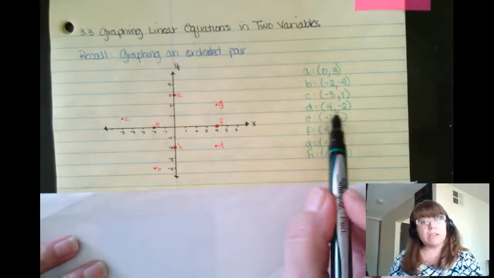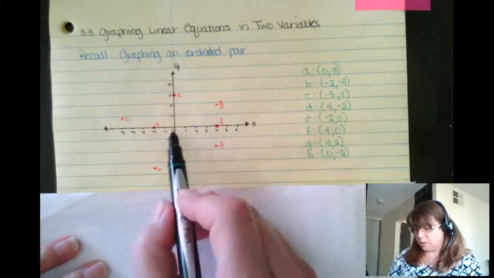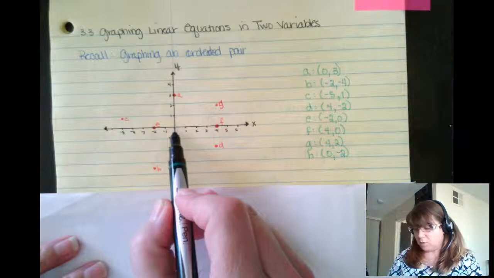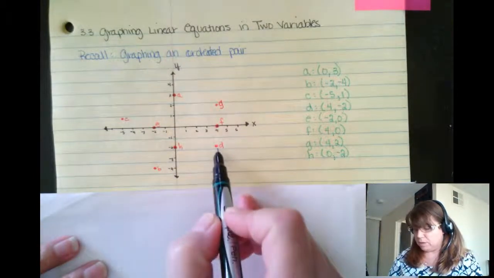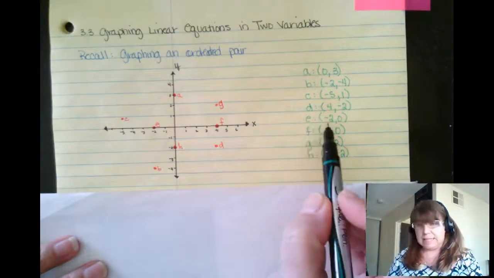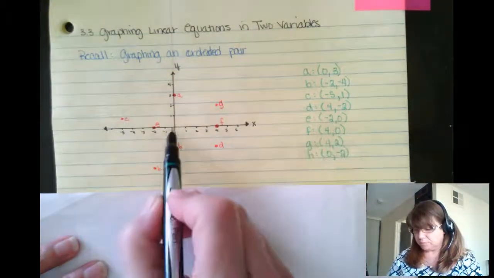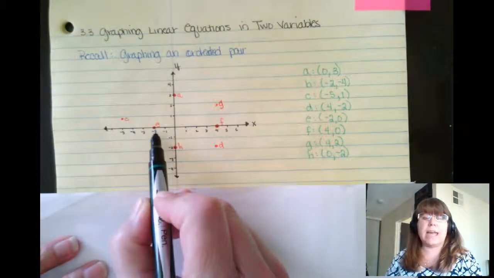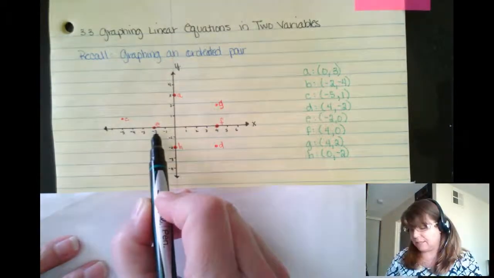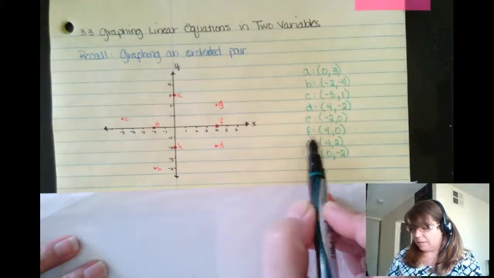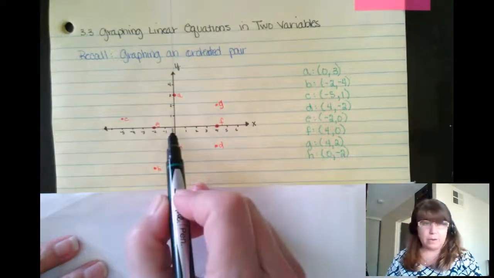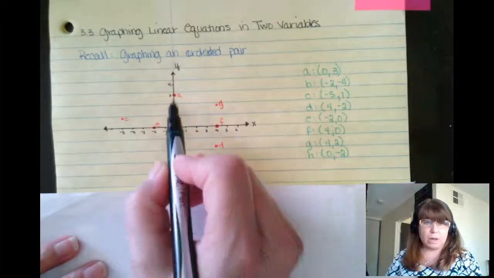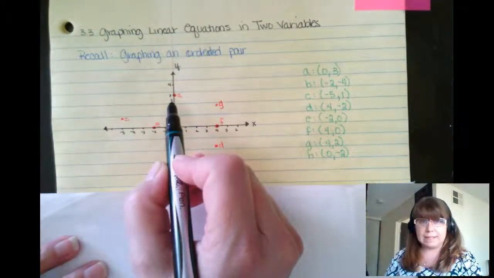D is 4, -2. So I start at the origin always, move over 4 and down 2, and there's my D. My E is -2, 0. I go to the left 2, but I don't go up or down any, so I stay on the x-axis. F is 0, 4. I don't go left or right any, but I do go up 4, so I stay on the y-axis.